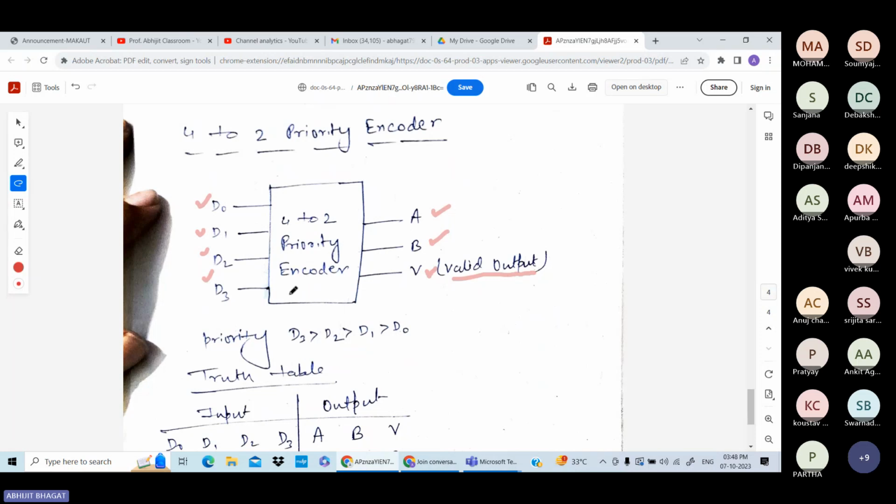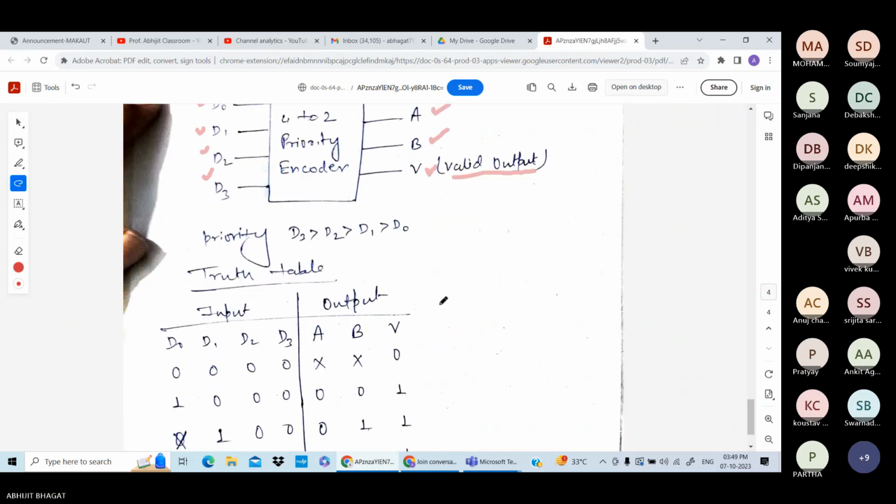Actually, in case of a priority encoder, whatever the inputs are, their priority is set. So the priority is in this way: D3 priority is greater than D2, D2 priority is greater than D1, and D1 priority is greater than D0. So here you can see D3 priority is highest, then D2, then D1, then D0. D0 is the lowest priority.